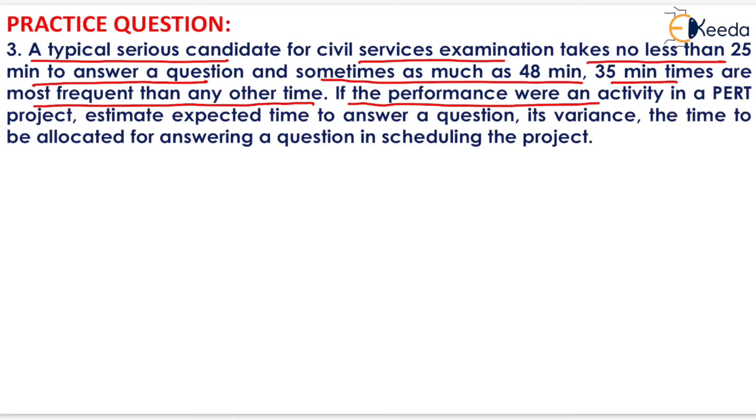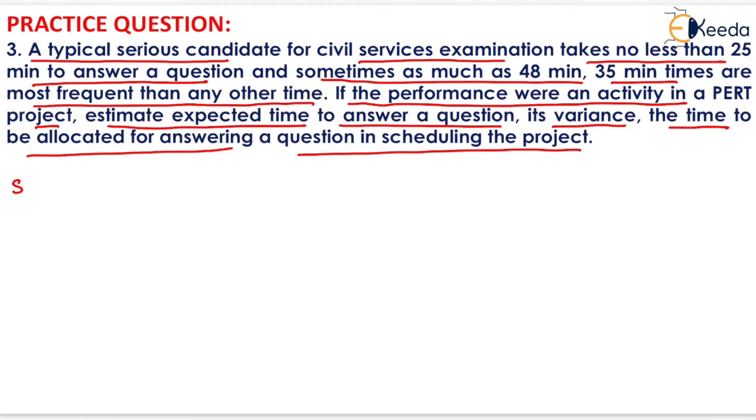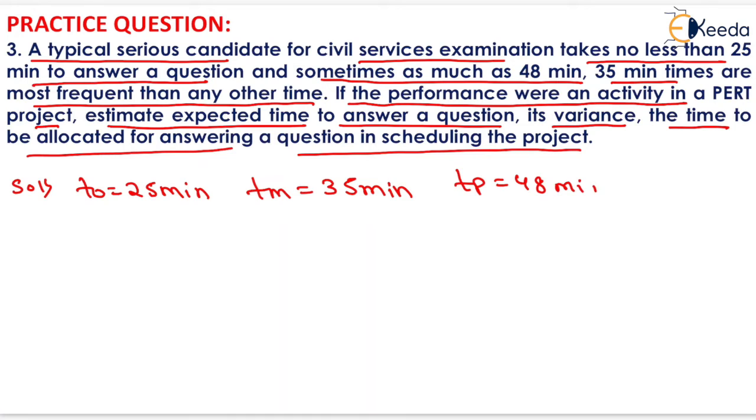If the performance were an activity in a PERT project, estimate the expected time to answer a question, its variance, and the time to be allocated for answering a question in scheduling the project. Now we have the optimistic time equal to 25 minutes, the most likely time equal to 35 minutes, and the pessimistic time equal to 48 minutes.